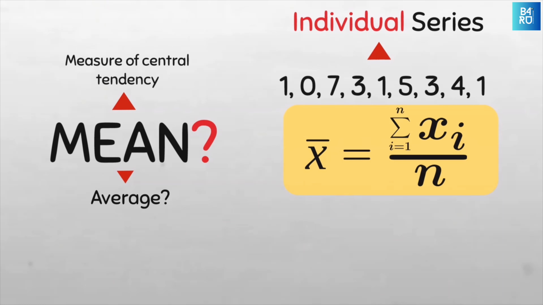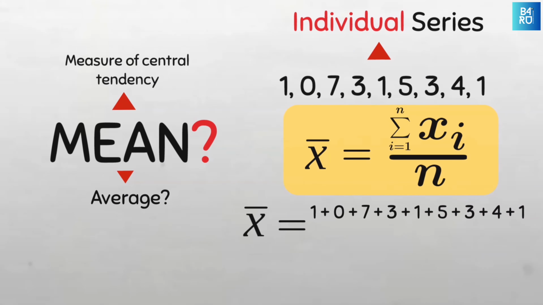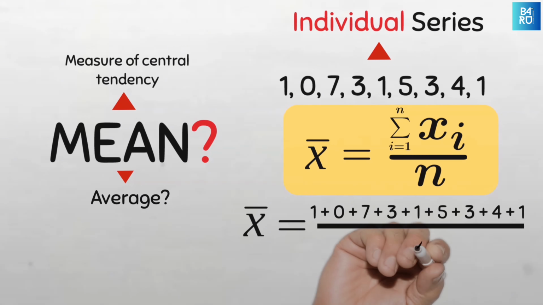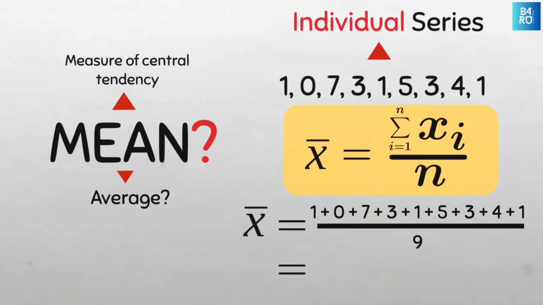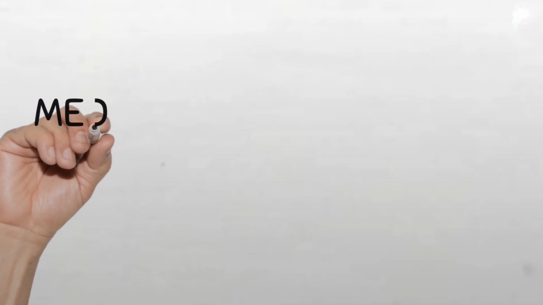So all these data values represent our x sub i, and our summation of x sub i will then be the sum of all these data values. So we simply sum all the values together to get our numerator. And then we divide by n, the number of values, which is 9. And this will be 25 divided by 9. And so our mean is 2.7. Easy peasy.